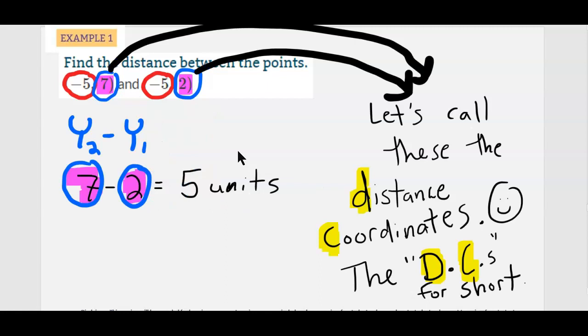Let's call these the ones that we don't use. First of all, let's identify the ones that are the same. Those ones we don't use, so I'm just going to cross them off. Now the 2 that we do use, the 7 and the 2, we're going to call these DCs, distance coordinates, because those are the ones we use in our problem. We're not using the -5s. Just forget about it.